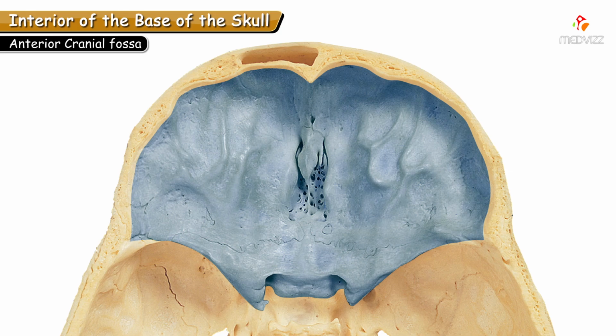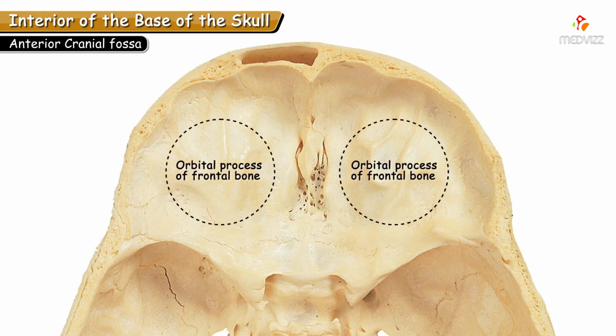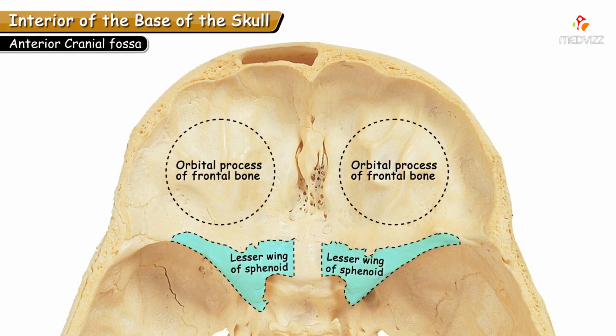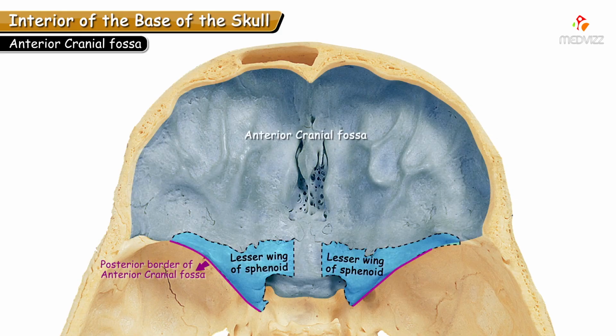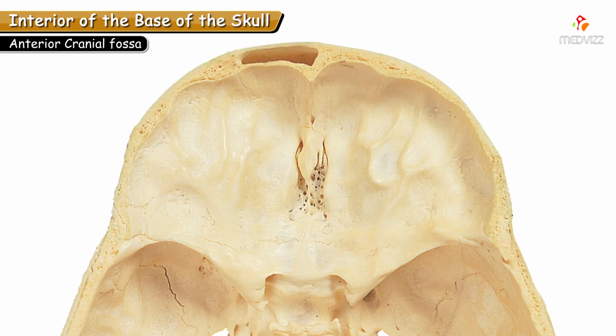The roof on each side is formed by the orbital process of the frontal bone and the lesser wing of sphenoid. Observe this lesser wing of sphenoid. It forms the posterior border of the anterior cranial fossa on each side. So posteriorly, the lesser wing of sphenoid bone is here, and on each side of this fossa it is limited by the frontal bone.